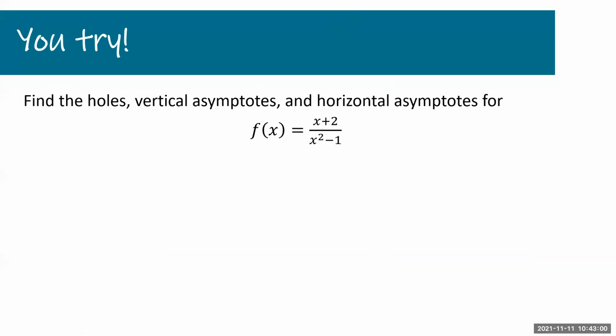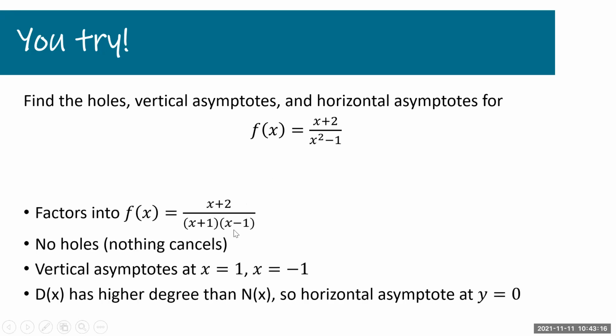Well, hopefully you paused during all of that and you worked on solving this. Let's talk about the solution. The first step that you're going to want to do is factor the top and factor the bottom. There's not much to factor on the top, but we can see the bottom factors. It's the difference of squares. Nothing cancels here. x plus 2 is on the top, x plus 1, x minus 1 is on the bottom. So that means there's no holes. Nothing wrong with that. Not all graphs have holes.